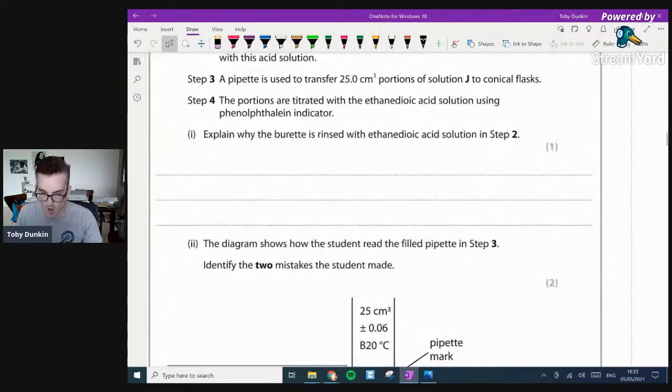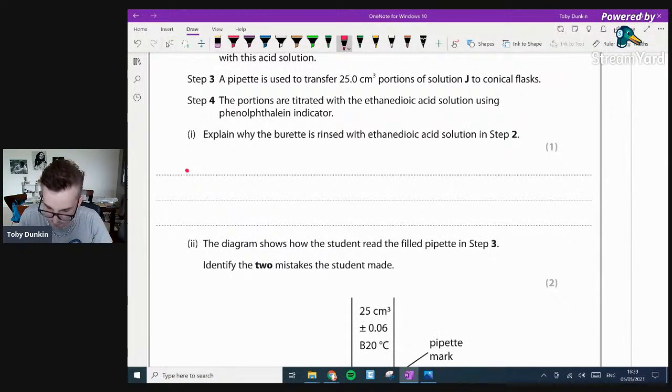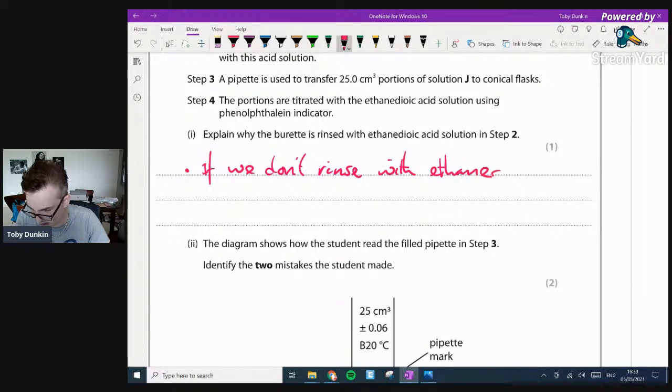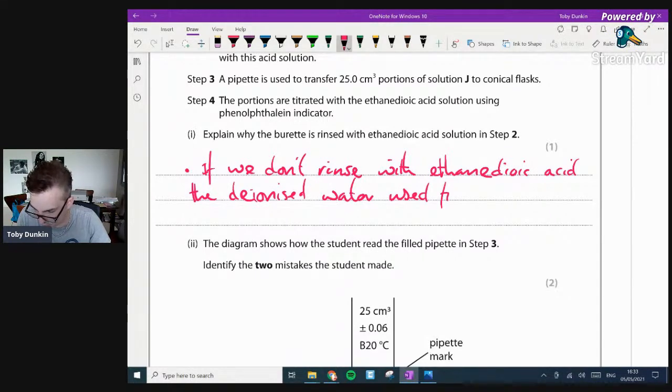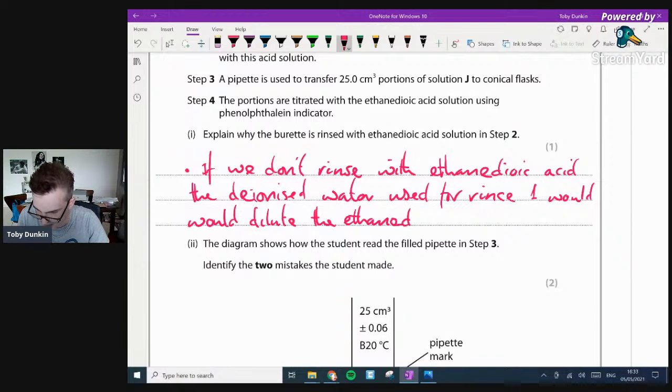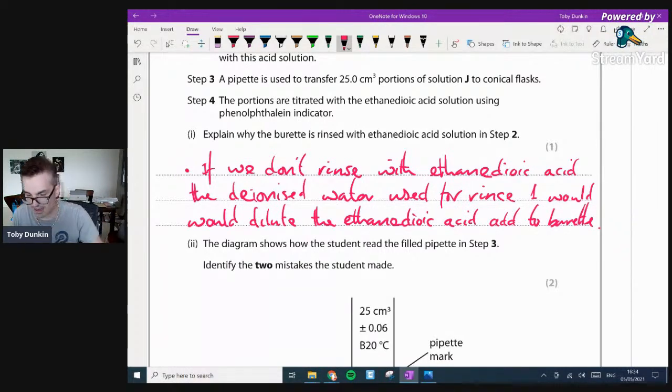Thanks for coming along. So, okay, so why do we need to rinse it? The reason being is if we don't rinse with ethane dioic acid, the deionized water used for rinse one would dilute the ethane dioic acid in the burette. Dilute the ethane dioic acid added to burette. That's only one mark, so I'm happy with that.